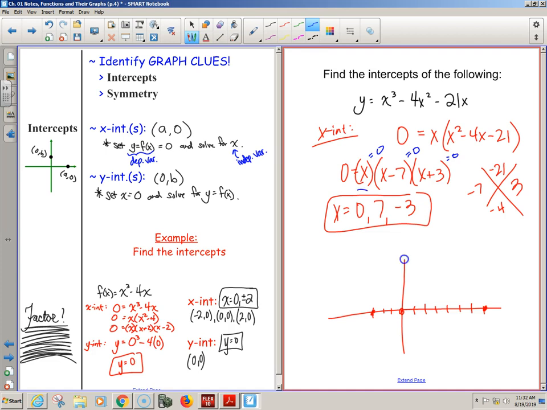Because in order to multiply to be 0, what's the only way you can multiply and get an answer of 0? There had to be a 0. Where? I don't know. There or there or there. Boom, boom, boom. Good? Yes. Cool.